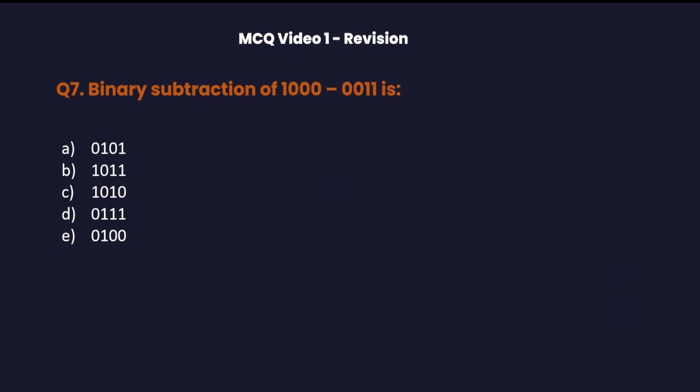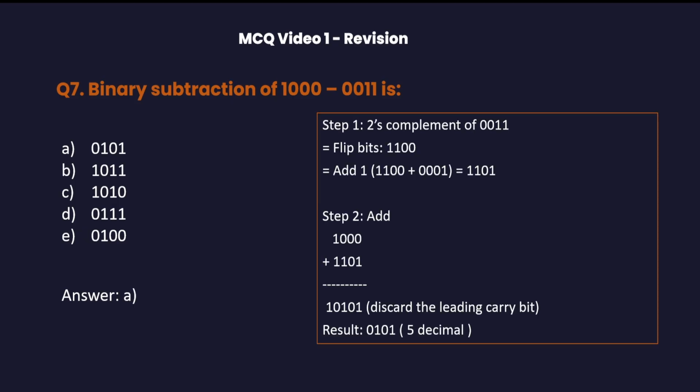Question number 7. Binary subtraction of 1000 minus 0011 is, the answer is option A. Remember 2's complement? Here's a complete solution. The number written after minus, 0011, we will find its 2's complement. So we will flip the bits. 0011 becomes 1100. Then you have to add 1. So 1100 plus 0001 is 1101. Then you have to add this number to 1000.